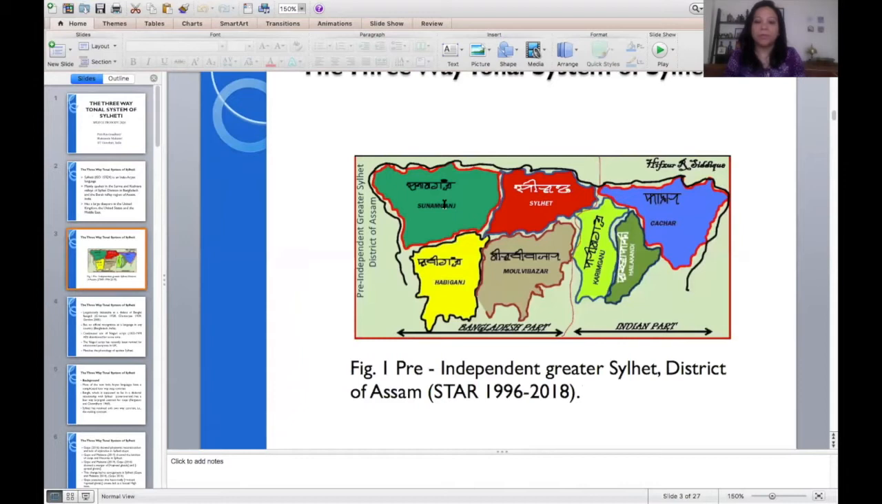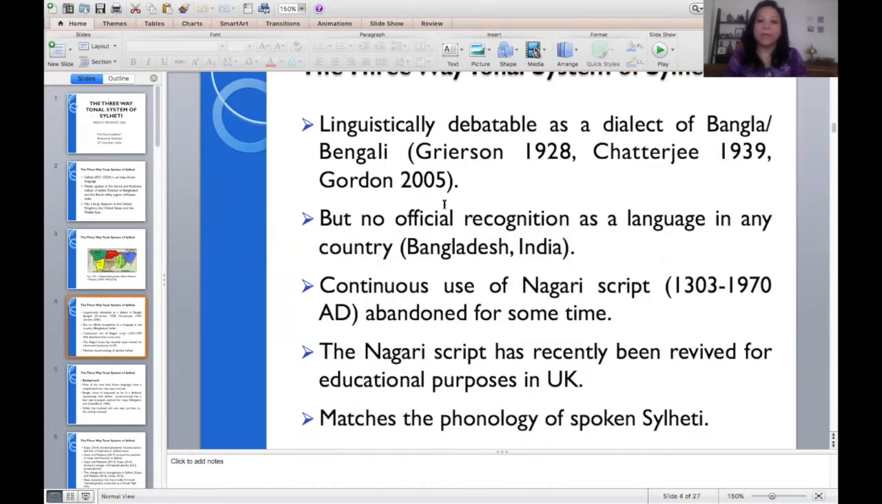So this is the map of pre-independent Greater Sylhet district. It was a district of the state of Assam. And Sylheti is linguistically debatable as a dialect of Bangla or Bengali, and has been noted as early as Grierson in 1928, Chatterjee in 1939, later Gordon 2005. But there is no official recognition of it as a language in any country where it is spoken, either Bangladesh or India.